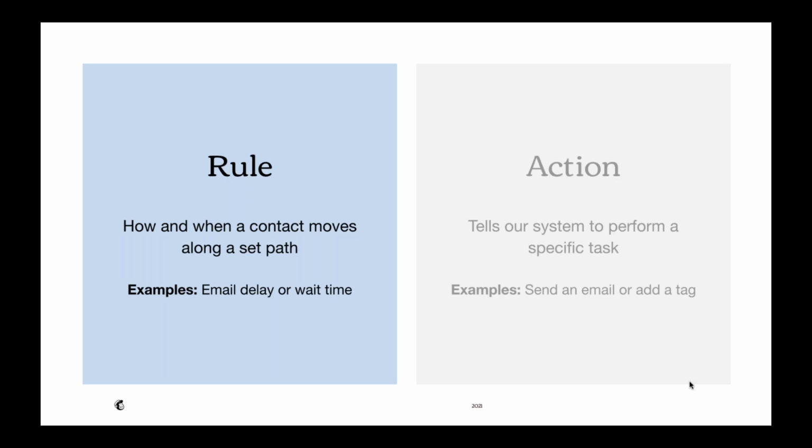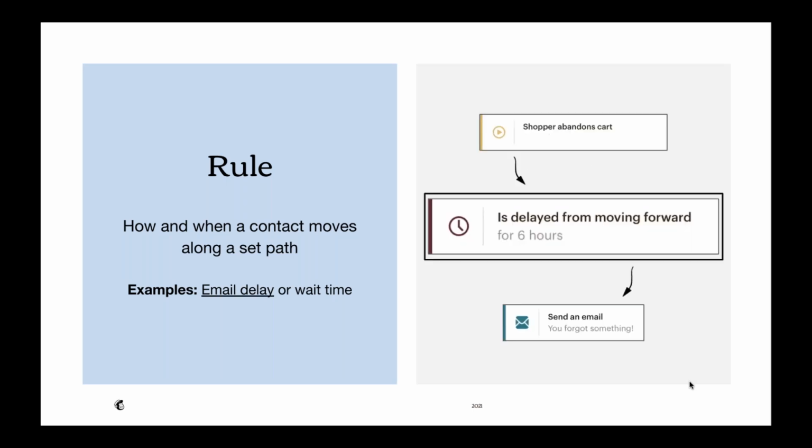A rule determines how and when a contact moves along a set path. For example, you can have a rule for email delay. Using our hiking example again, here we've set up an abandoned cart automated email for customers who leave items in their shopping cart but don't check out. We can set up a delay rule to wait 6 hours after someone abandons their cart before sending them an email to encourage them to come back and check out.